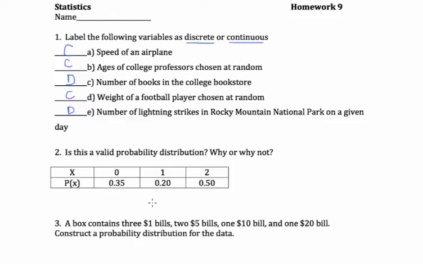Is this a valid probability distribution? Why or why not? In a probability distribution, these are the probabilities of x happening 0 times, x happening 1 time, or x happening 2 times. We don't know what x is. But in a probability distribution, all the probabilities have to add up to be 1. And ours don't. They add up to be 1.05. You can't have 105% things happening. It has to be 100%. So this is not a probability distribution because the probabilities do not add to 1.